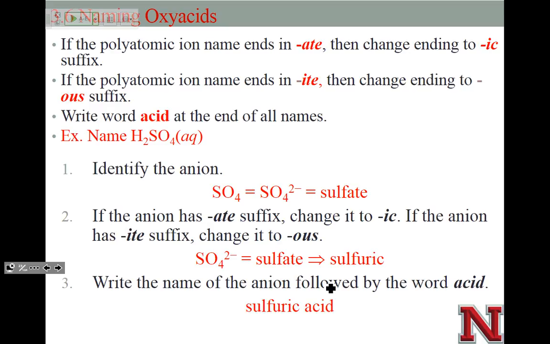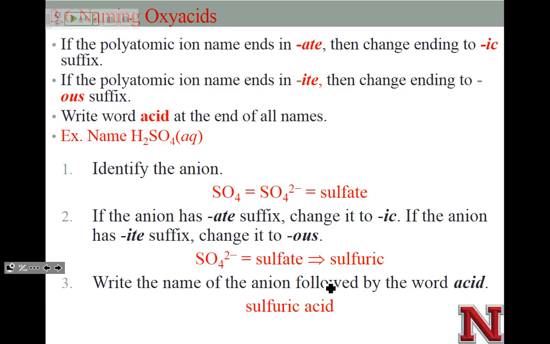Notice we do not put the hydro, because we can't have hydrosulfuric acid for this. The hydro means it would be H2S. And this one is the polyatomic ion. So notice for the polyatomic oxyacids, we don't put the hydro.